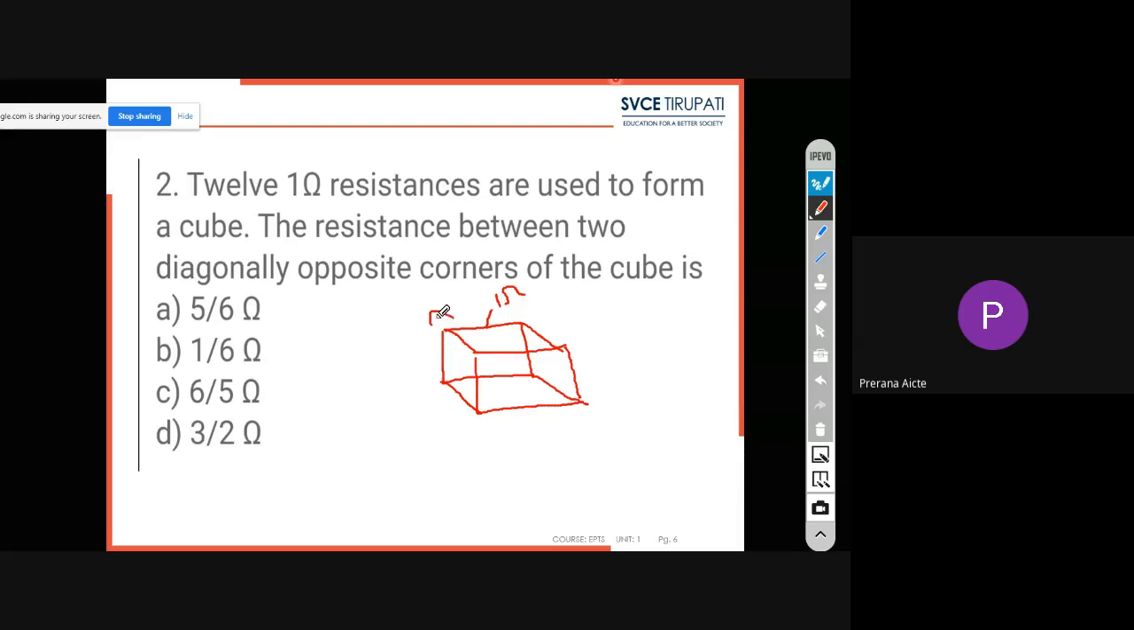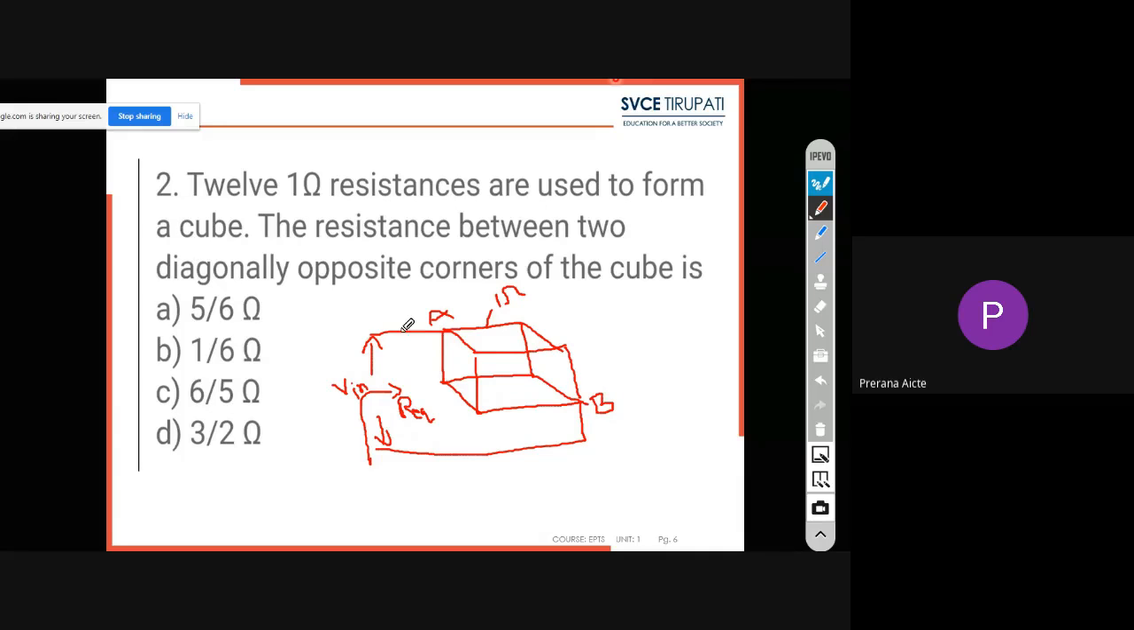Let us take one diagonal point as A and the other diagonal point as B. I need to find the equivalent resistance between these two diagonal points, that is, the resistance between A and B. Let us call it R equivalent. Let us assume the input voltage across A and B is V in. So see here, this is very simple.